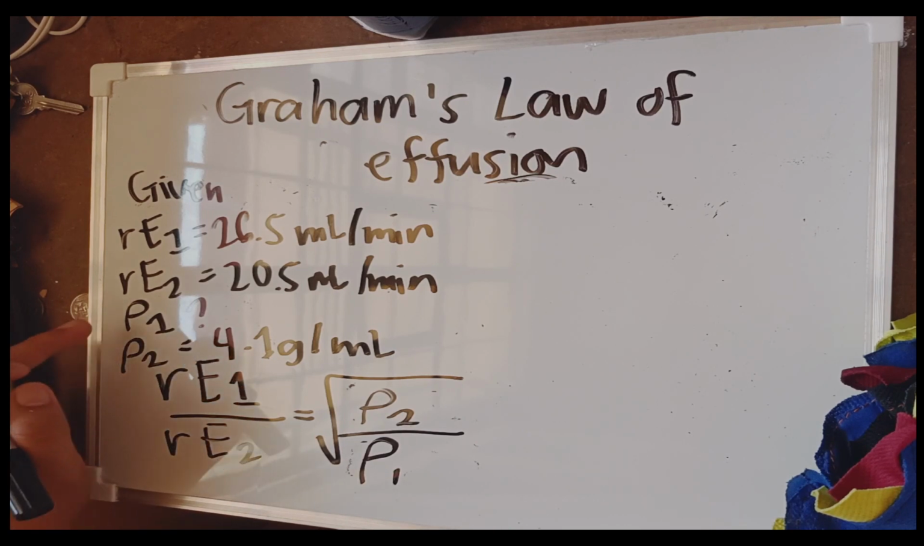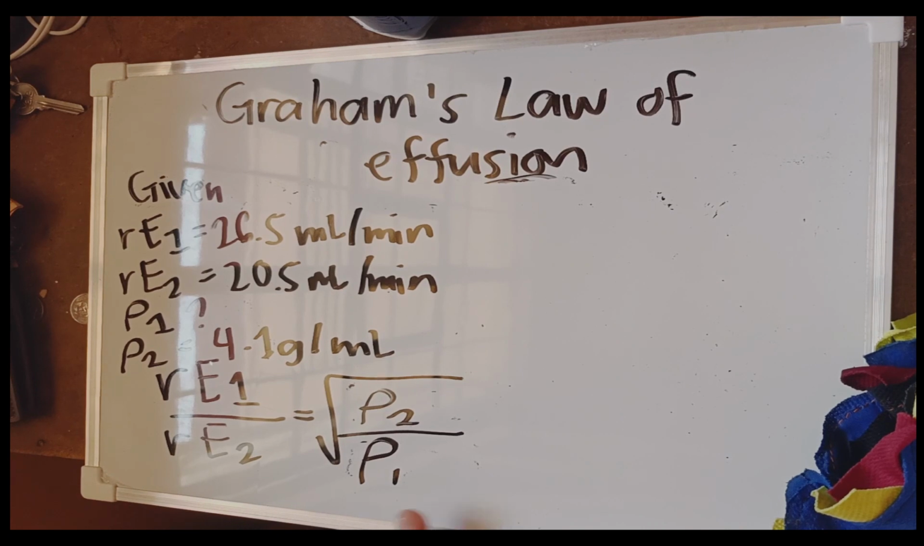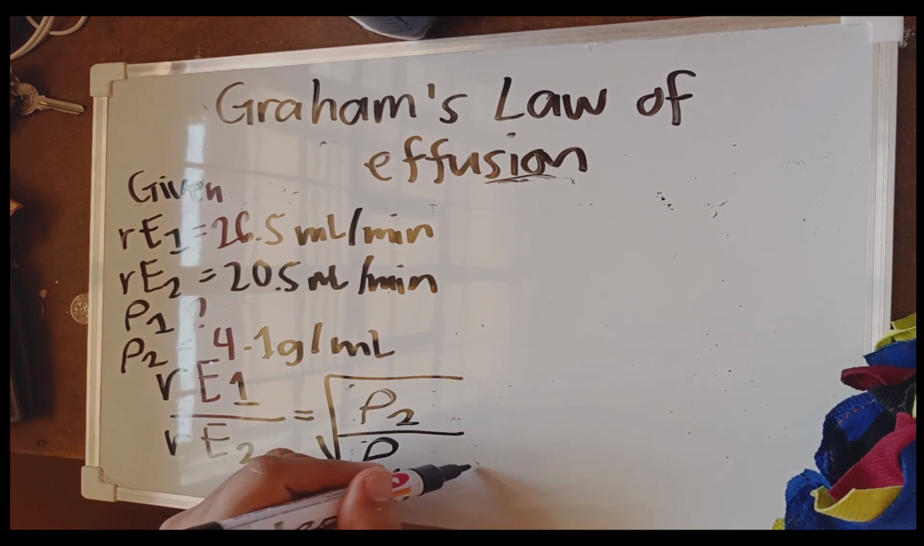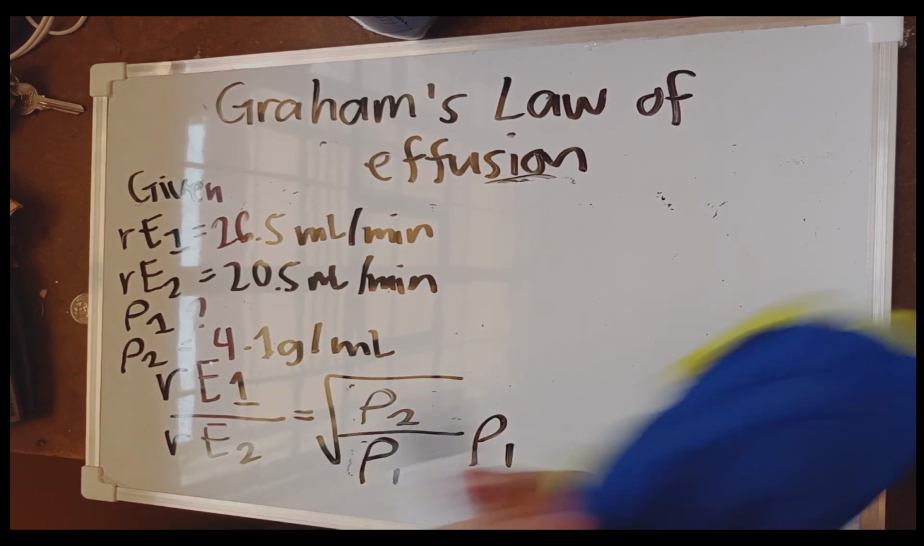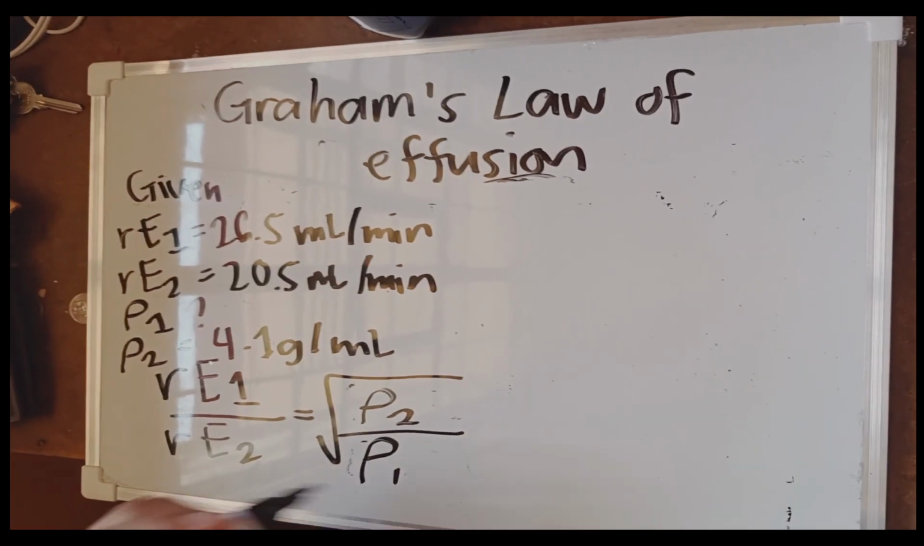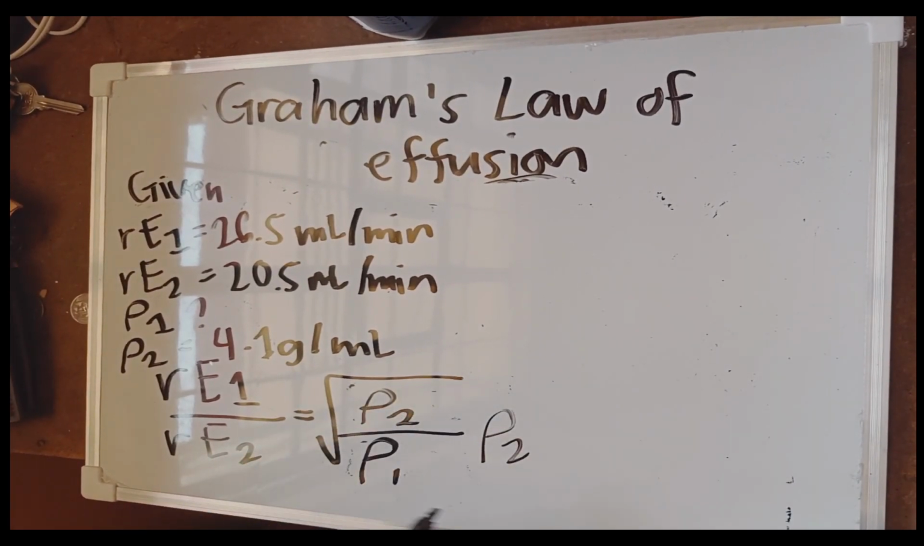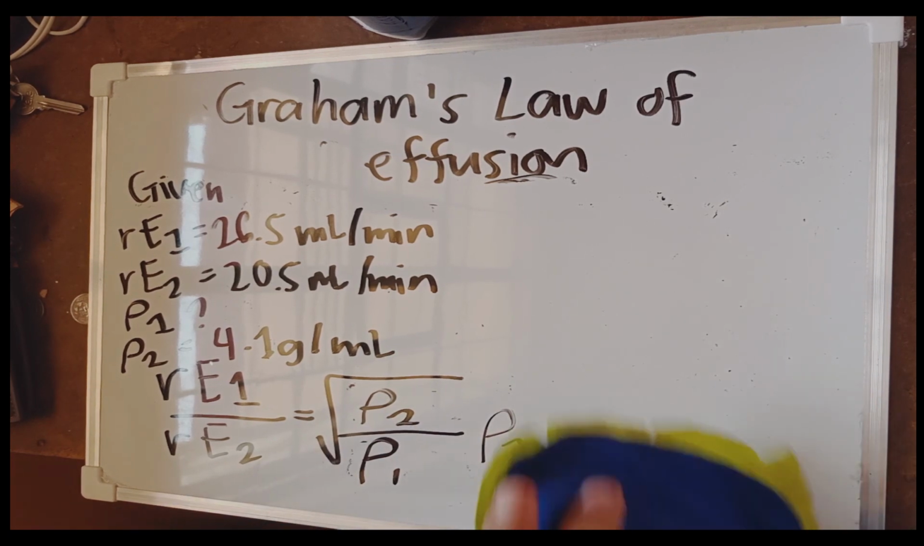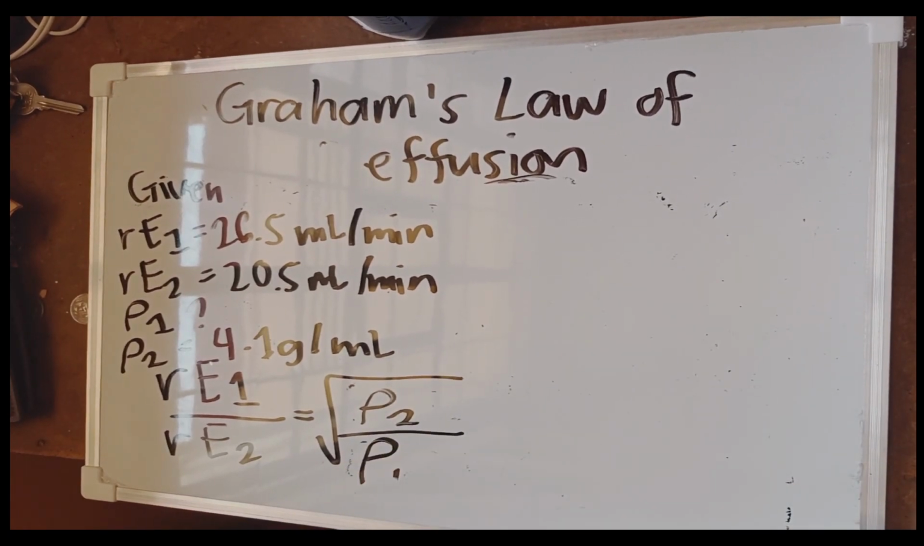You are asked to get the density 1, but by this formula you cannot derive this, take note, because the density 1 is in the denominator. So you cannot put density 2 there to cancel them out on both sides, because this one you cannot cancel out. So what you're going to do is swap them. Since they are inversely proportional, swap them on both sides.